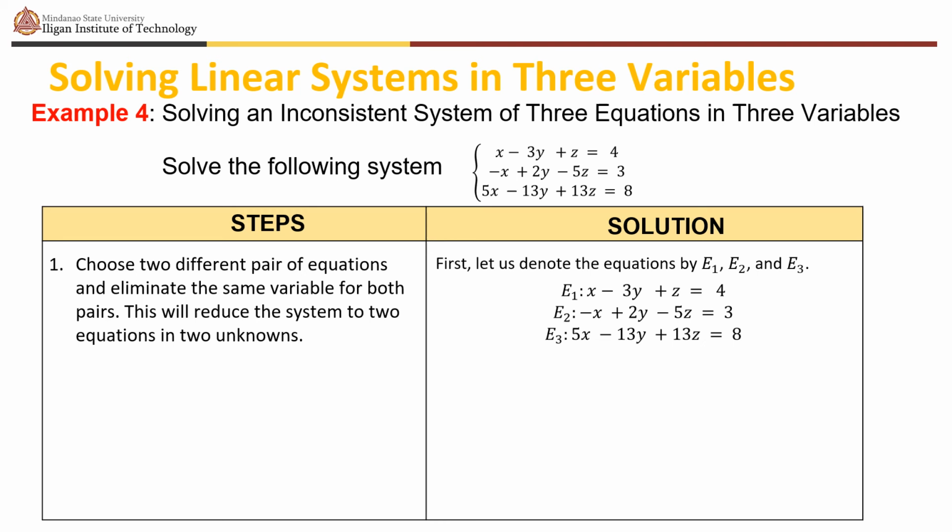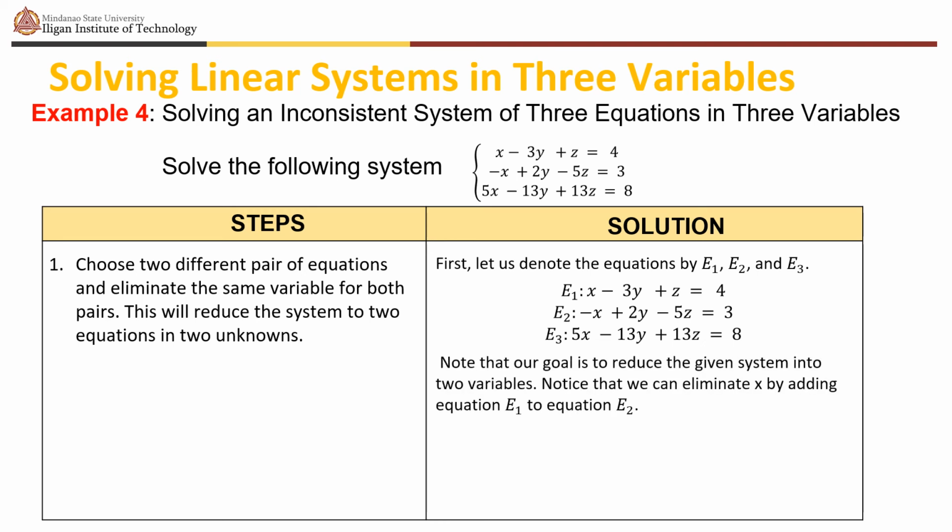E1: x minus 3y plus z is equal to 4. The second equation, E2: minus x plus 2y minus 5z is equal to 3. And the third equation, E3: 5x minus 13y plus 13z is equal to 8. And then note that our goal is to reduce the given system into two variables.